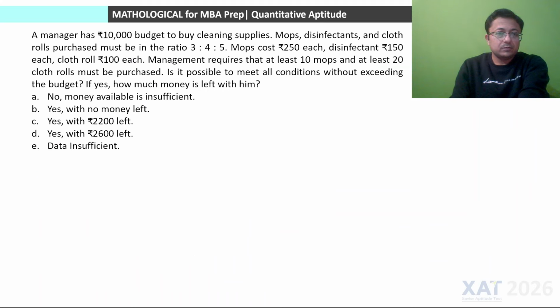So, first question. And in each question, pause the video, try to solve it, and then watch the solution. A manager has rupees 10,000 budget to buy cleaning supplies. Mops, disinfectants, and cloth rolls purchased must be in the ratio 3:4:5. Mops cost rupees 250 each, disinfectant rupees 150 each, cloth rolls rupees 100 each. Management requires that at least 10 mops and at least 20 cloth rolls must be purchased. Is it possible to meet all the conditions without exceeding the budget? If yes, how much money is left with him after that?